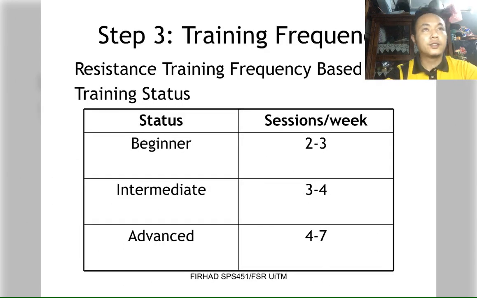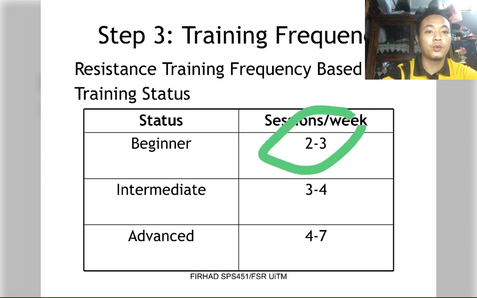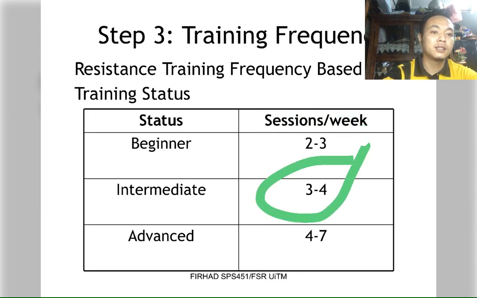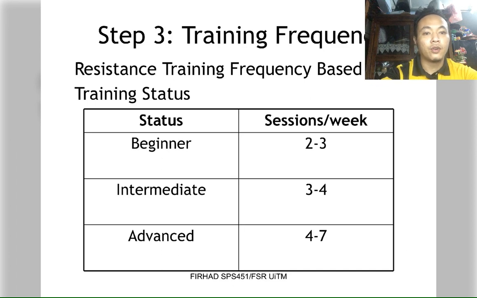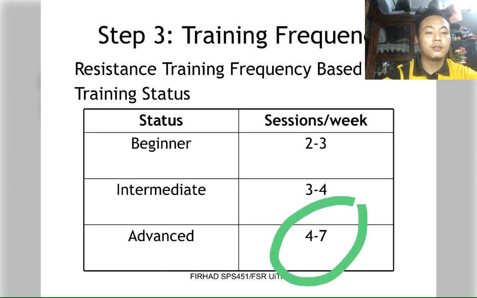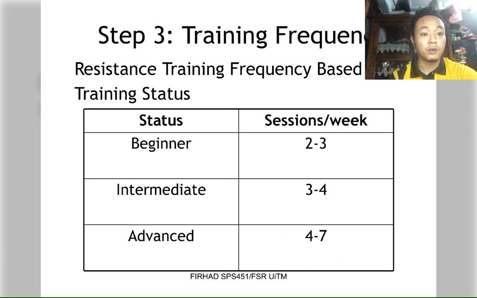Step 3 is training frequency, your resistance training frequency based on your athlete training status. For beginners, sessions should be 2 to 3 times per week. For intermediate, it should be 3 to 4 times per week. And for advanced athletes, it should be 4 to 7 times per week.